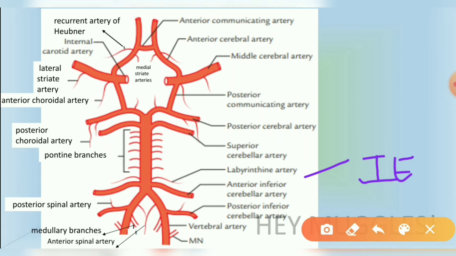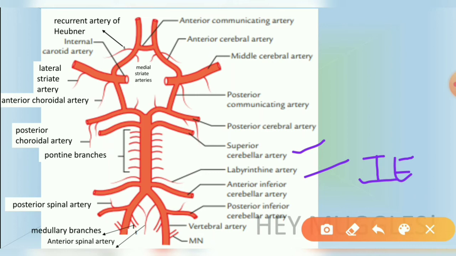The next branch we have is the superior cerebellar artery. The superior cerebellar artery winds around your cerebral peduncle, and it supplies the superior surface of the cerebellum. As the name suggests, superior cerebellar, it is supplying the superior surface of the cerebellum.